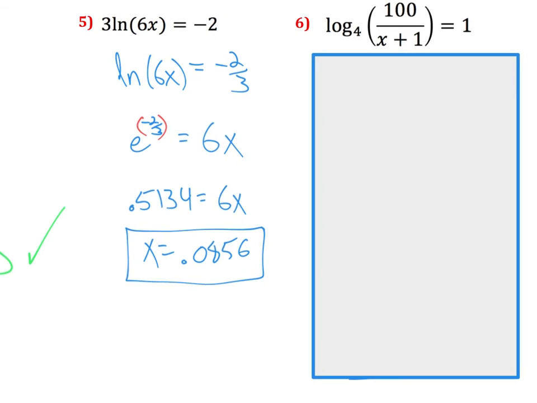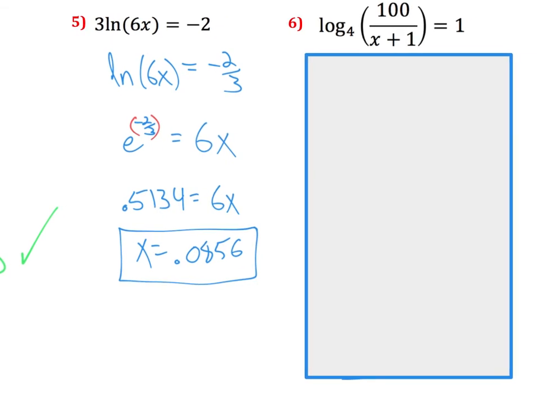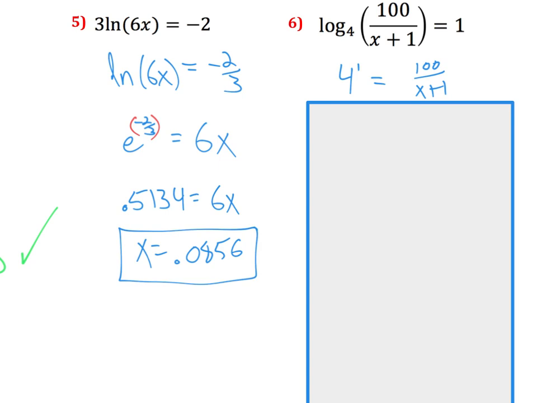On number 6, we are trapped in logarithmic form. There's really nothing I can do. So I'm going to rearrange this into exponential form. So 4 to the first power equals my argument of 100 over x plus 1. Now from here, you can almost treat this as if it were a proportion. And you can cross multiply these things to solve for x.